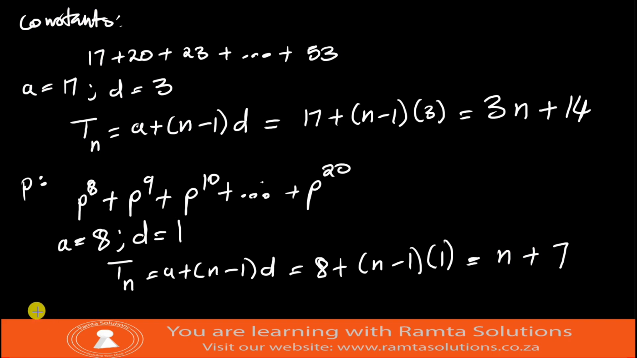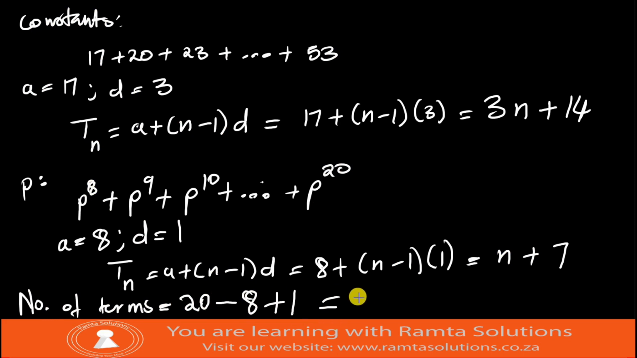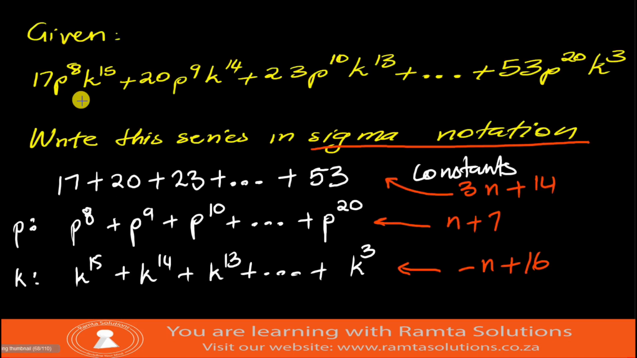Let's find the number of terms. The number of terms here would be, what is the last number here? It was 20 minus, what was the first? The first was 8 plus 1. All right, so what is this? This is 13. So it means this series has 13 terms.